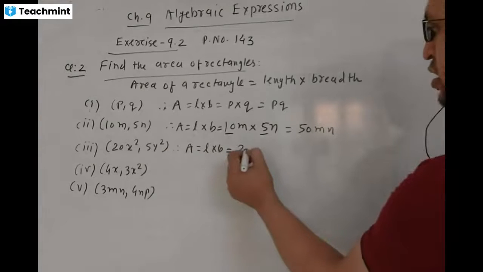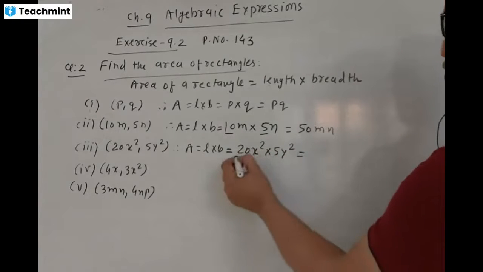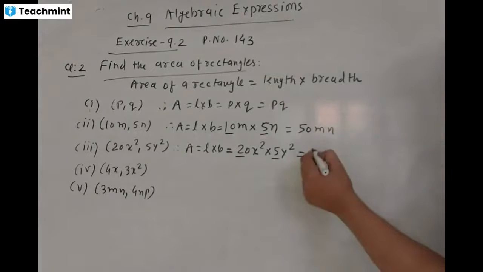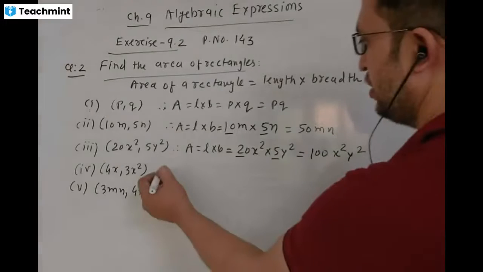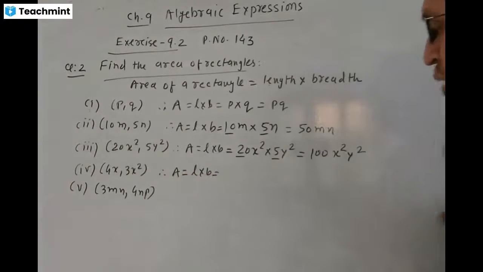20x square. And what is breadth? 5y square. Here, constant term multiply with constant term. 20 into 5, 100. X square and y square, that is x square y square. Similarly, for fourth, area is equal to length into breadth.